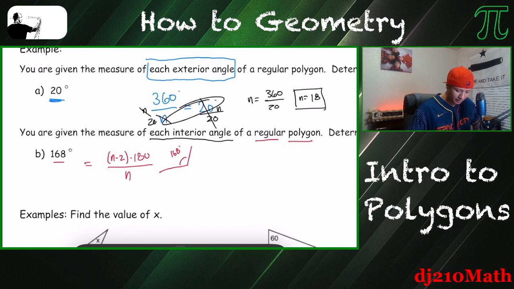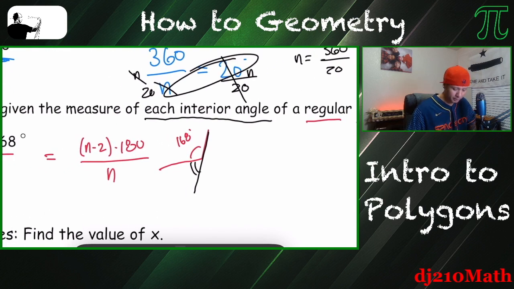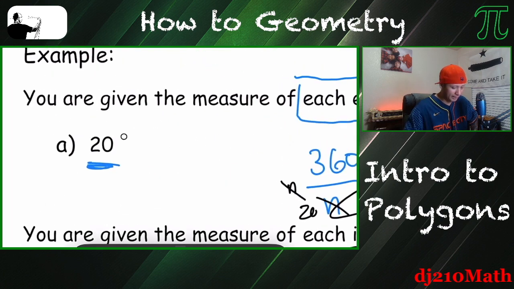So what am I saying? I'm saying that if we extend this line out, we now create an exterior angle. And however many of these angles, it must add up to 360. So we know that a straight line is 180. So 180 minus 168 will give us 12. So I know that the exterior angle is 12, right? Logically, it has to.